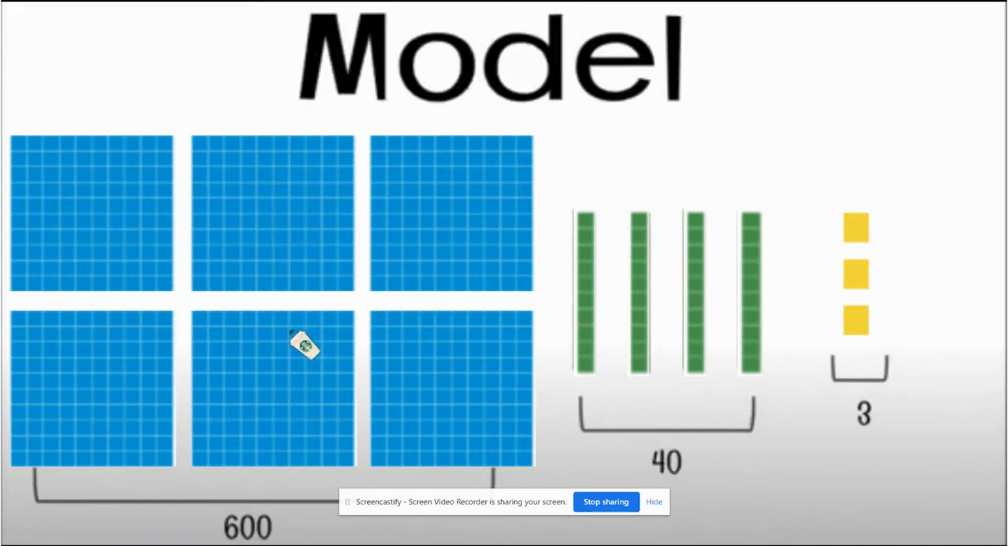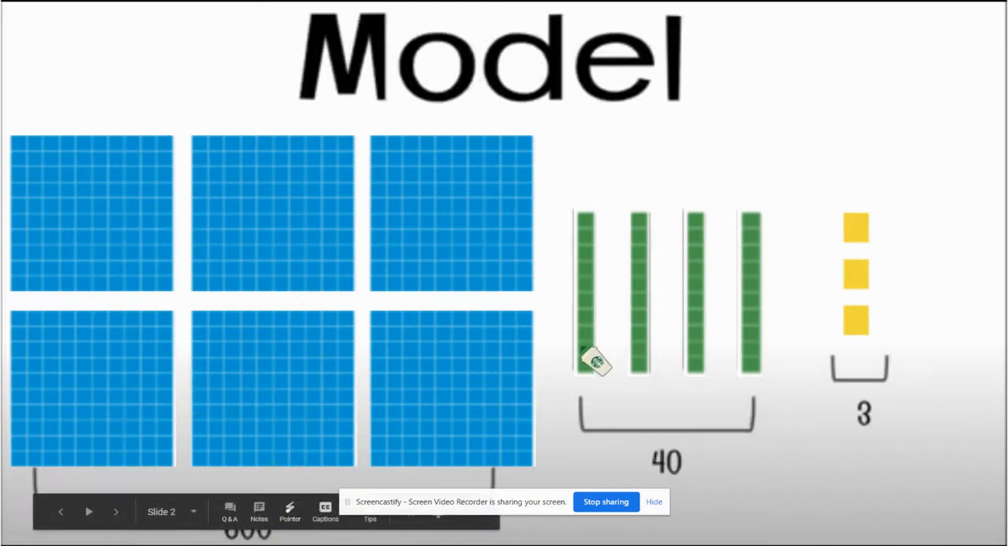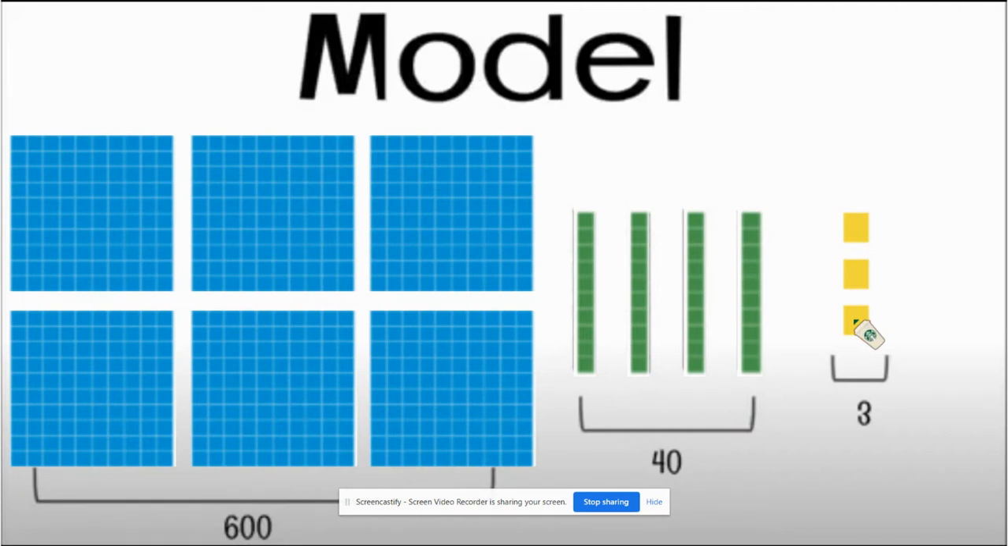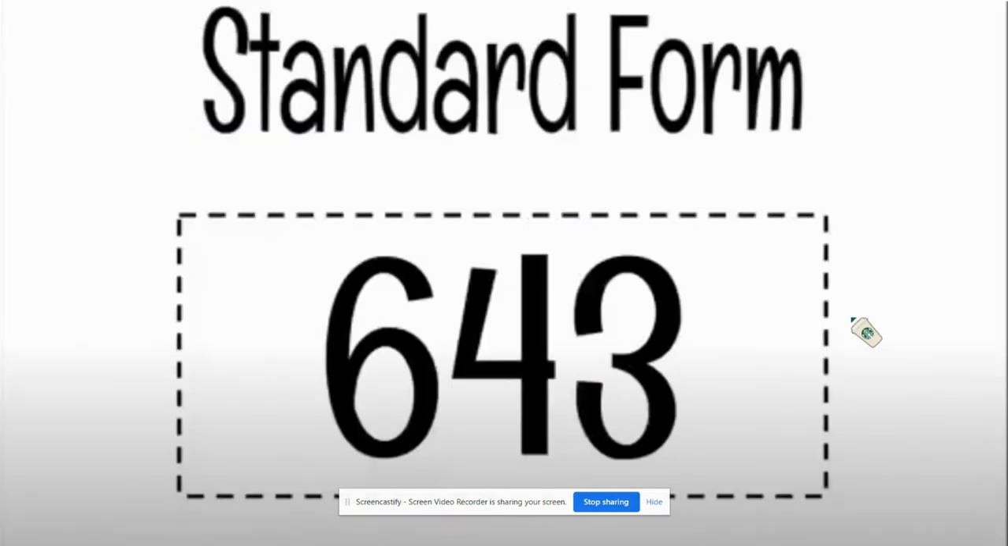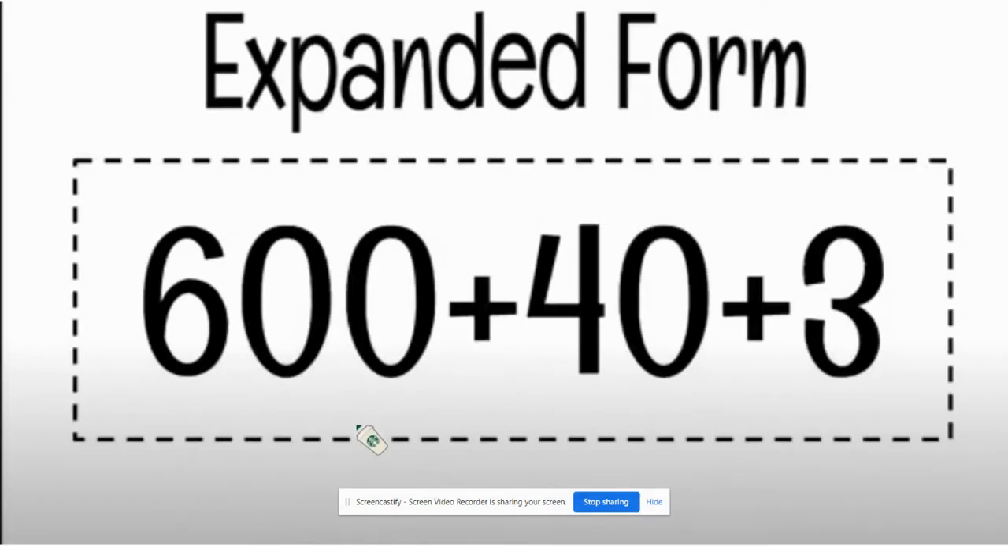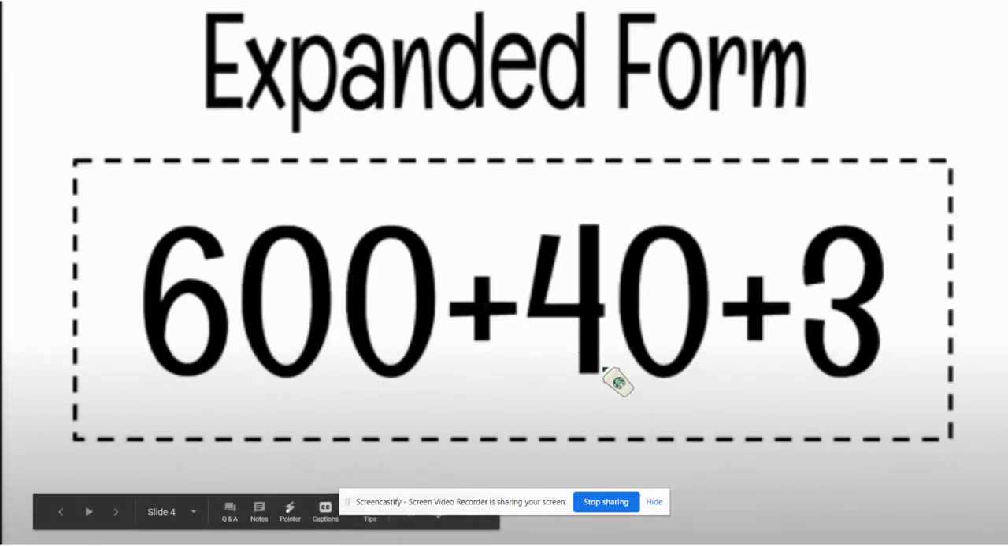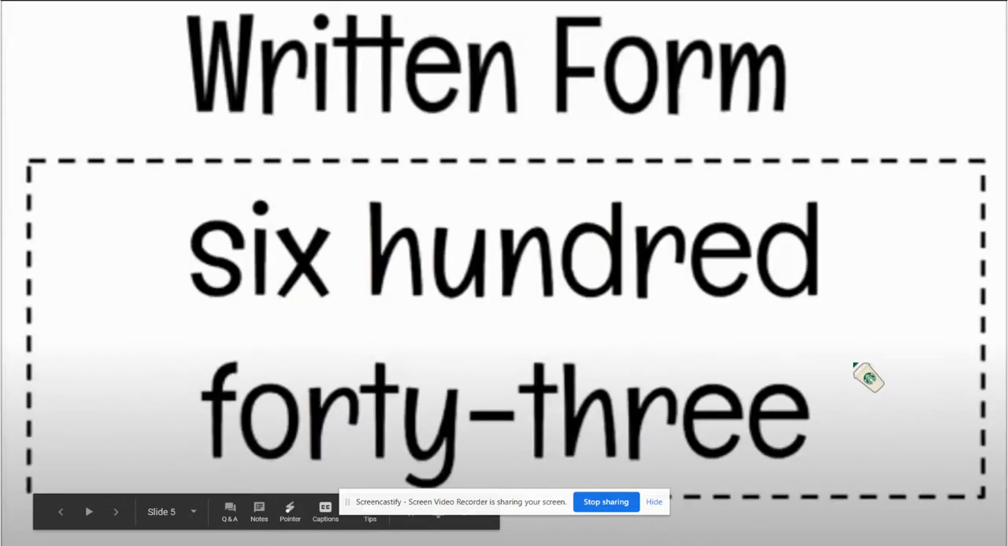So we have 6 flats and each of those are 100. So that gets our 600. We have 4 tens. So that would be 40, and then we have our 3 ones, which is 3. So what number would that become? And this is our model. So in standard form, we would write 643. In expanded form, it would be 600 plus 40 plus 3.